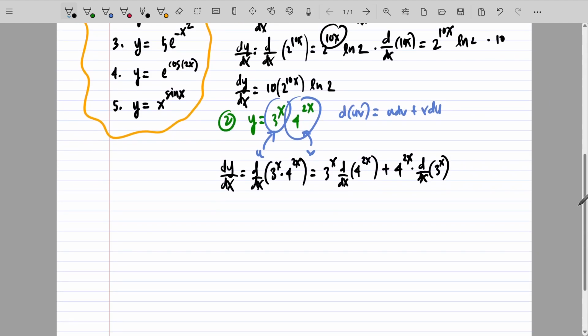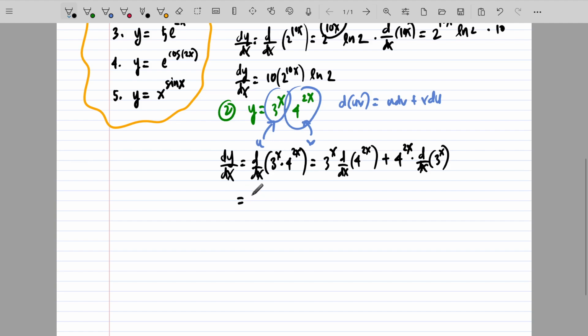Now, since the product rule is done, for both terms here you will apply the derivative for the exponential function. Again, copy 3 raised to x, times the derivative of 4 raised to 2x. Remember, for a raised to u, copy a raised to u, so 4 raised to 2x, and then ln of a. Our a in this case is 4, so ln of 4. Then the derivative of our u, which is 2x.